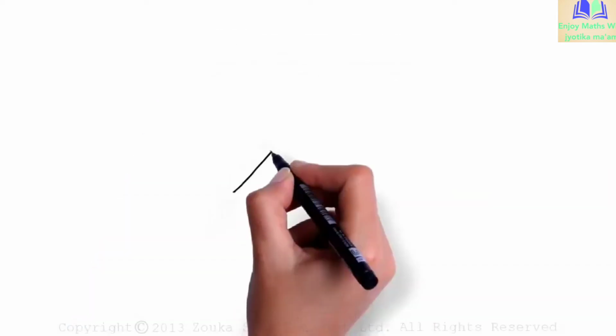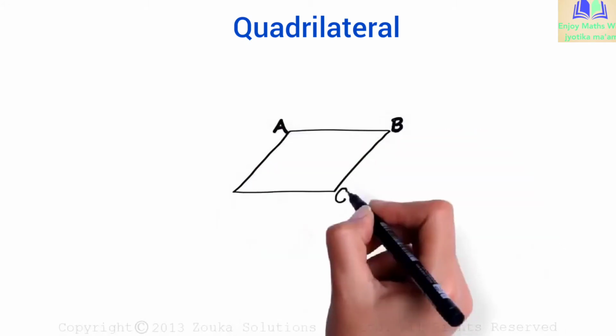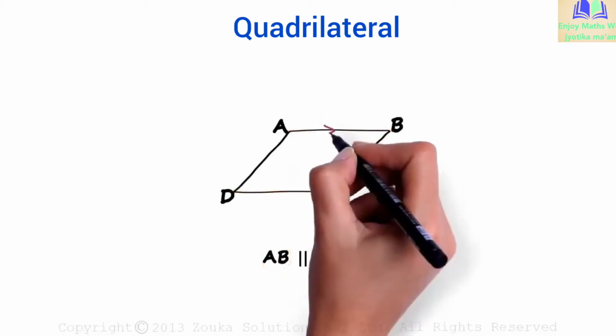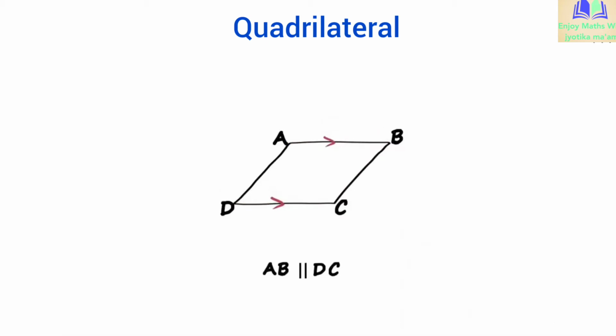Today's topic is parallelogram. Here is another type of quadrilateral. Let's name it ABCD. In this quadrilateral, both pairs of opposite sides are parallel. The first pair of opposite sides is AB and DC. We can see that AB is parallel to DC. We use two arrows in the same direction to show that the sides are parallel.